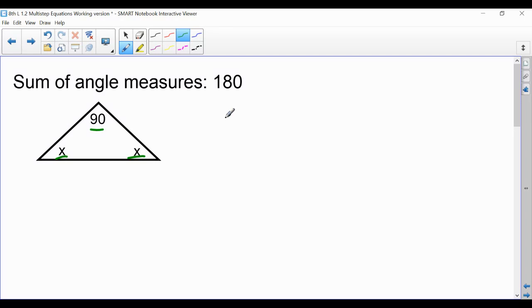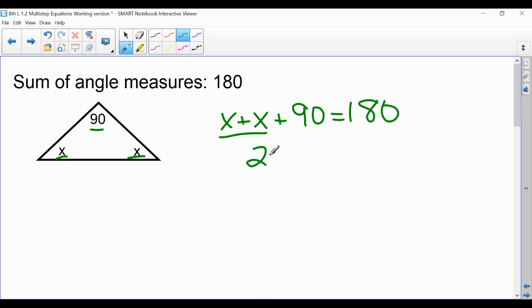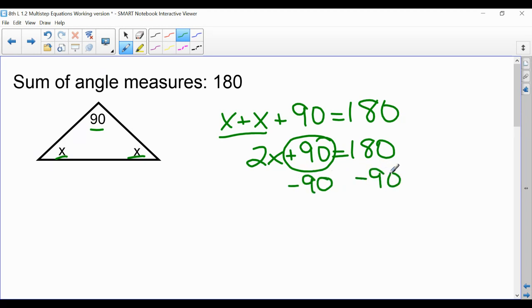So for our equation, we have x plus x plus 90 equals 180. Well, here I have two x's that I'm going to combine. So we have 2x plus 90 equals 180. Our constant that we need to move is a positive 90. So I'm going to do negative 90 underneath to both sides. And I'm left with 2x equals 90.